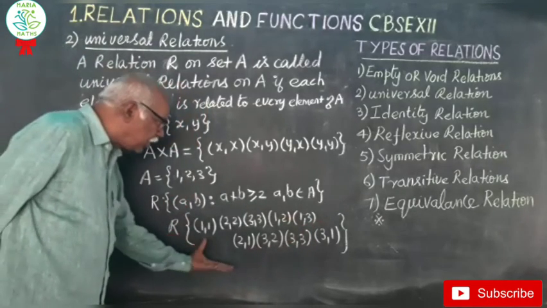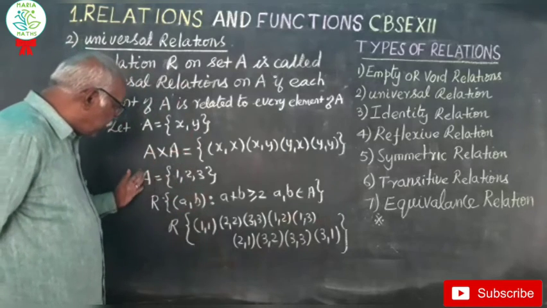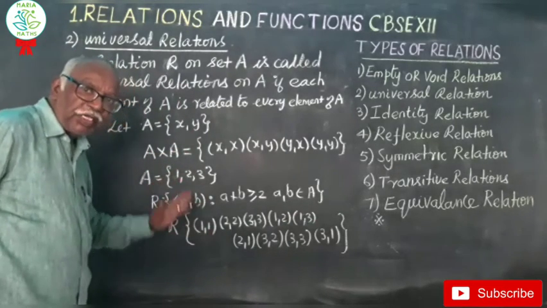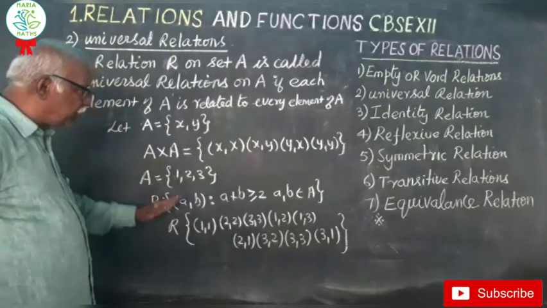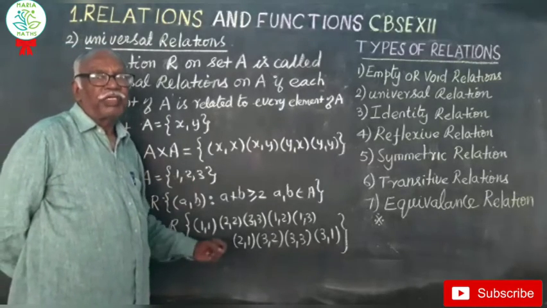All the elements are mapped to every element of A, every element of A is mapped with every element of A itself. Such a relation is known as universal relation.